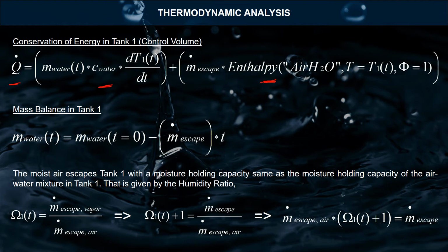The second equation is of mass balance. At any time, the mass of water left in the tank equals the initial mass of water in the tank minus the total mass that has escaped the tank till that time. The moist air escapes tank 1 with a moisture holding capacity same as the moisture holding capacity of the air water mixture in the tank. This moisture holding capacity is given by the humidity ratio omega 1 and by definition omega 1 is the ratio of the mass of vapor upon the mass of dry air.